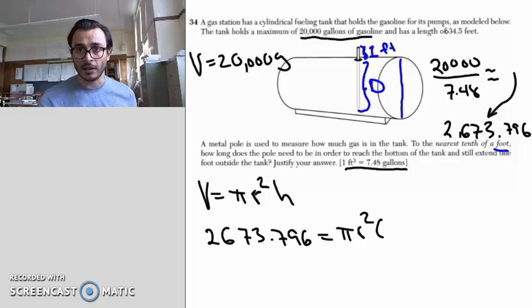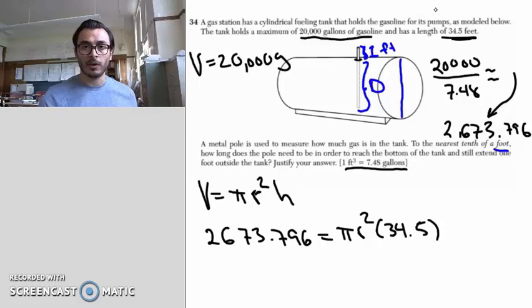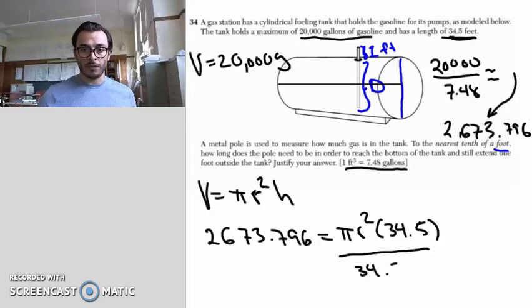Now, what's the height? The height is 34.5. That's the height of the cylinder. This number right here is giving you this whole length right here, and that is 34.5 feet. Luckily, it's in feet for you already. There's no need to convert that. So we got to solve for r, so we're going to go ahead and divide both sides by 34.5 pi.